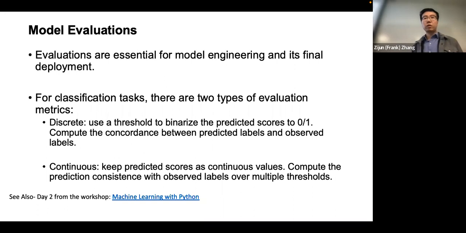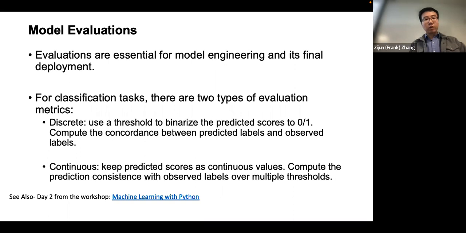First is the discrete type of evaluations, where you use a threshold to binarize your predictions into zeros and ones, and then you can compute the consistency between those binary predicted labels and binary observed labels. In the second type, we keep those predicted scores as continuous. Basically, we can rank those predictions based on the magnitude of your prediction, and then compute the prediction consistency across multiple thresholds.